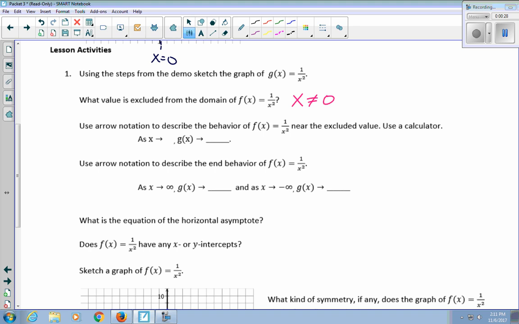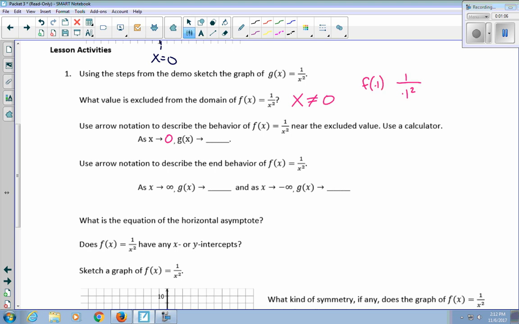So, arrow notation to describe the behavior of f of x near 0. As x gets really close to 0, what happens to the y values? As x approaches 0, you're going to put in something really small into the denominator, and 1 over something really small is going to be something really big. When you put that really small thing into the denominator, you're going to square it, which means it's always going to be positive. So for example, let's just do like 1 over 0.1 squared, right?